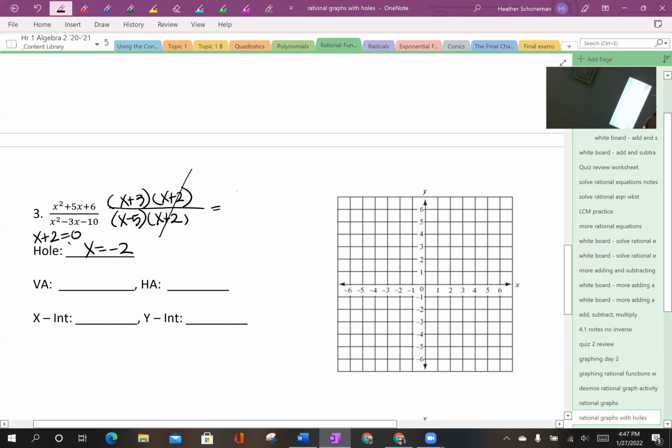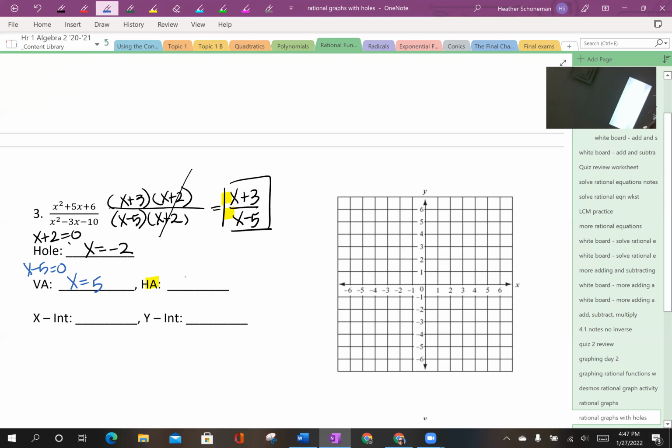And now from here on, I am going to work with a reduced simplified version of my equation. The vertical asymptote is what makes the bottom 0. So when I solve, I get x is 5. The horizontal asymptote is the ratio of the leading coefficients, which is 1 over 1, which is 1. So I'm going to make a vertical line here, and I am going to make a horizontal line here at 1.